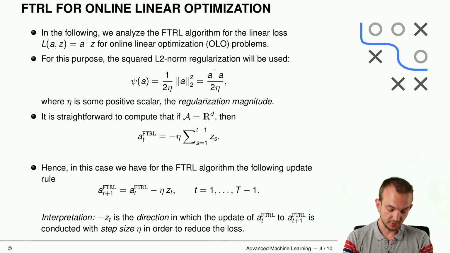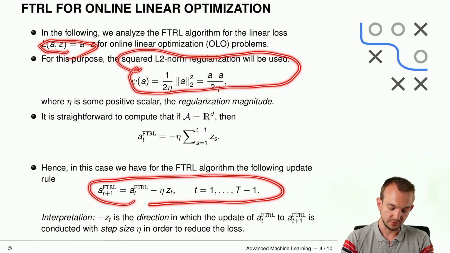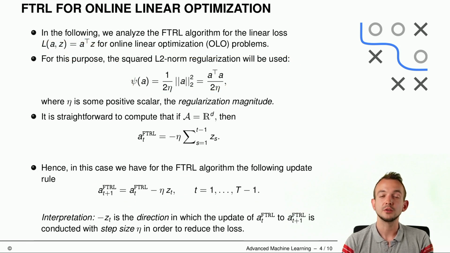Yeah, so it's also fair to say that this eta has an interpretation of a step size if we have the linear loss and the squared L2 norm regularization due to this update formula, which is again a cheap update formula. We only have to keep track of the previous action and the previous environmental data point, but not the entire history.